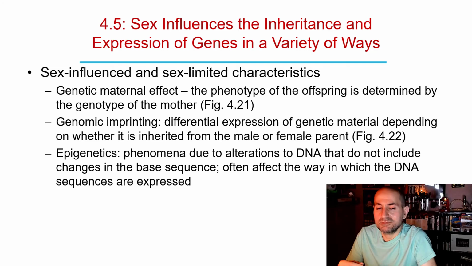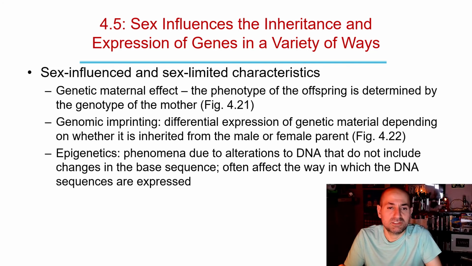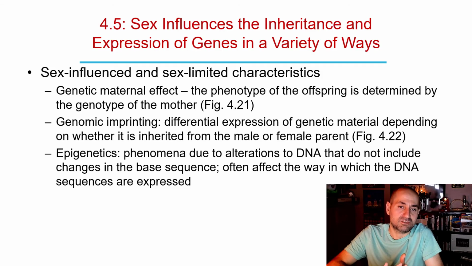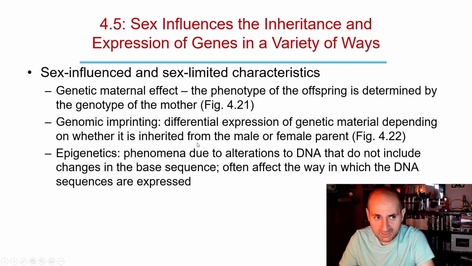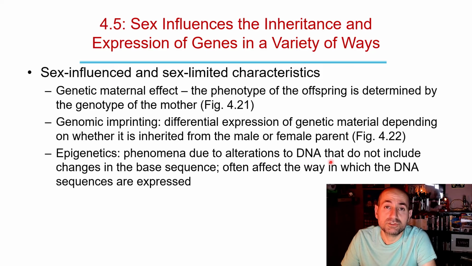And what does that mean? There's different ways of silencing genes. For example, you could methylate a gene, and so you add a methyl group to the gene, and that could cause the gene to silence itself. Okay, that's an example of genomic imprinting. And then epigenetics, where due to alterations to the DNA, again through methylation or to the histones, so that they shut down gene expression, that do not include changes to the base sequence, this can affect the way the DNA sequences are expressed.